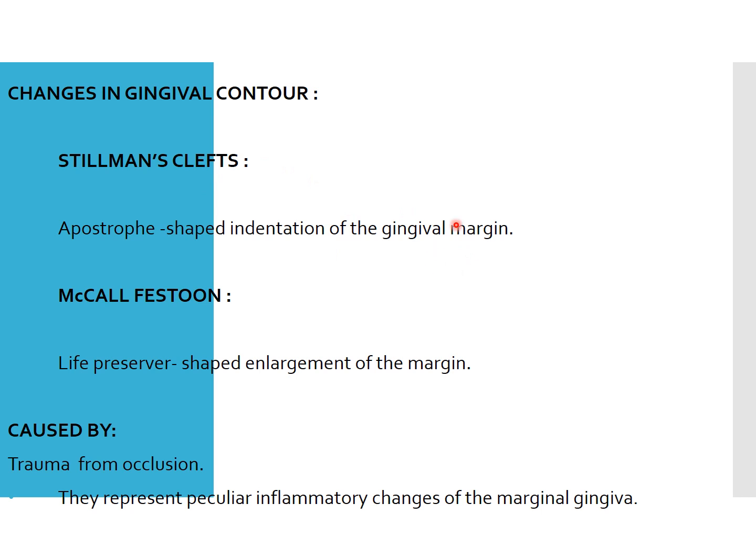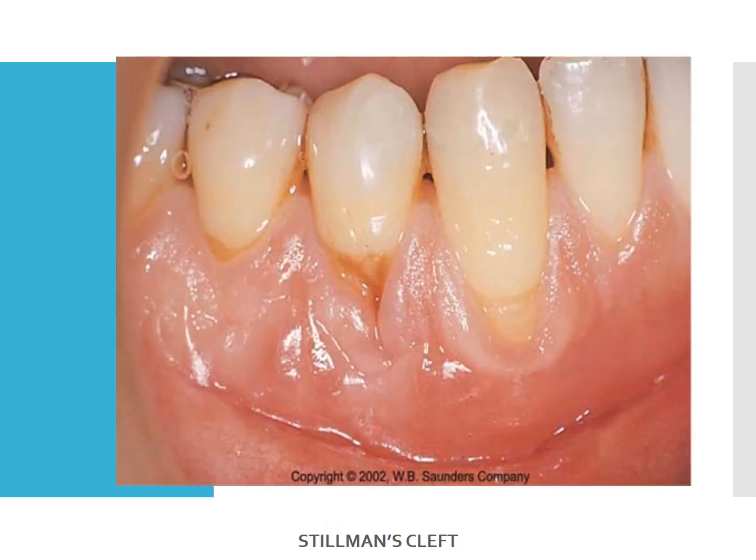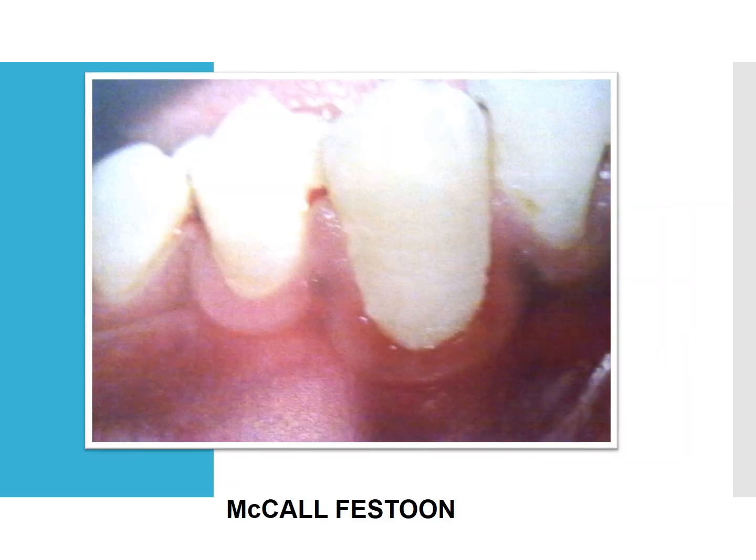I will show you the pictures later. McCall's festoon is a lifesaver-like bulge, an enlargement of the margin. This is mainly due to trauma from occlusion, though they represent peculiar inflammatory changes of the margin. As we said, this is the apostrophe-shaped gingival margin called Stillman's cleft, and this bulge is called the lifesaver bulge, McCall's festoon. It is seen in trauma from occlusion.